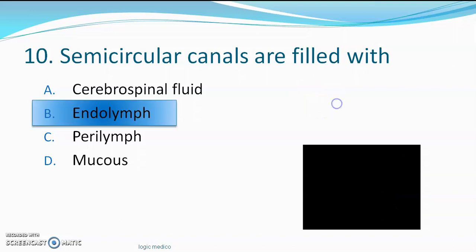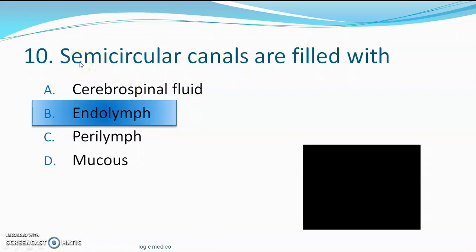So the answer is endolymph. You should note that the semicircular canals, which are 3 in number, anterior, posterior, and the horizontal or the lateral. Anterior is also called superior by some authors. Posterior is just called posterior. The lateral one is also called horizontal. These are the canals. They are membranous structures, the membranous labyrinth. So they are filled with endolymph.